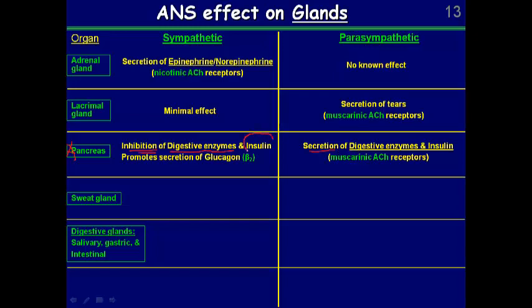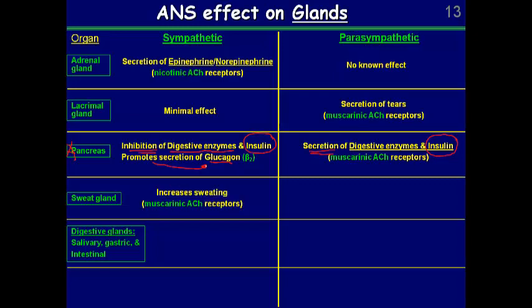Pancreas also produces insulin, which helps store glucose. So we're storing glucose in our parasympathetic mode, so it's going to cause the secretion of insulin during parasympathetic. It inhibits insulin in sympathetic. The opposite hormone to insulin is glucagon. So if you inhibit insulin, you're going to promote glucagon. Glucagon helps, again, release glucose. So it's all about releasing more glucose into the bloodstream.